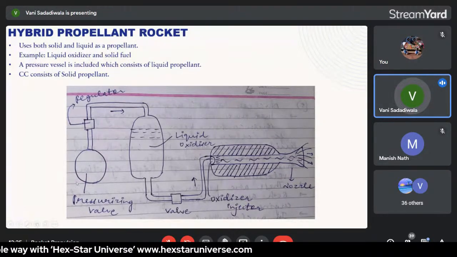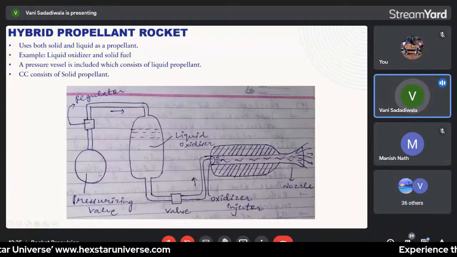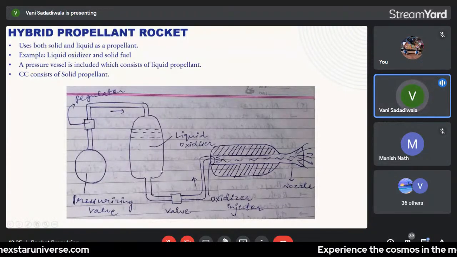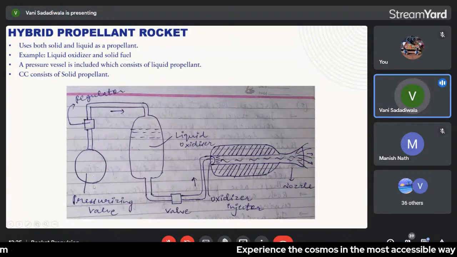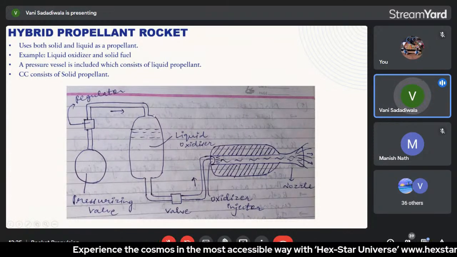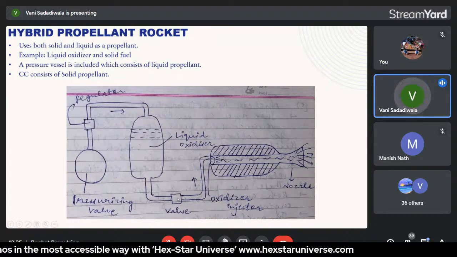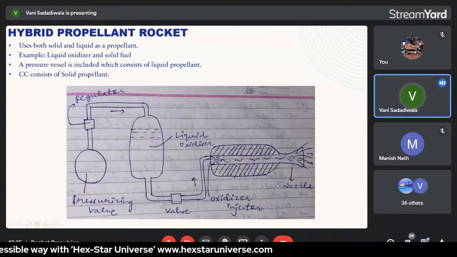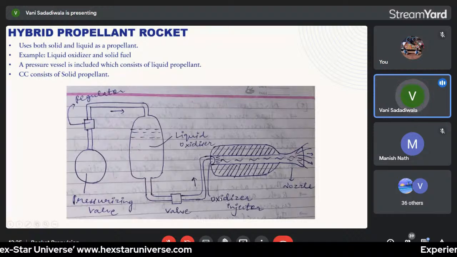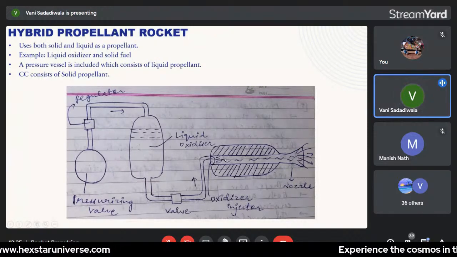So as you can see in this picture, there are certain major parts which are used in the hybrid propellant rocket. The first is the pressuring valve. It is followed by the regulator. The third part is the liquid oxidizer, where the oxidizer is stored. Fourth part is the valve. And the fifth is the combustion chamber, which injects the oxidizer here through the sprays.